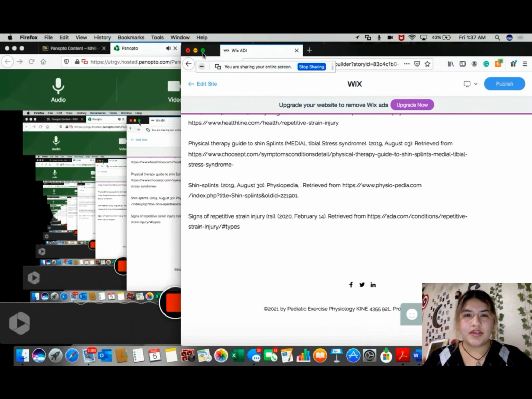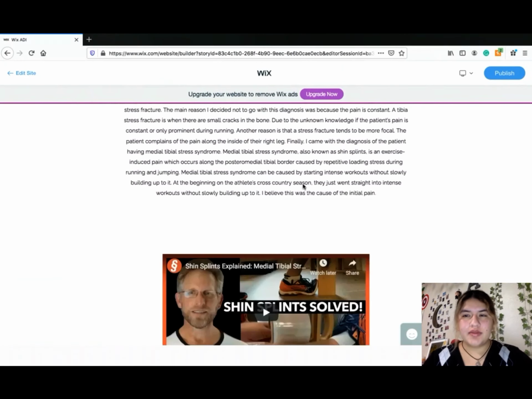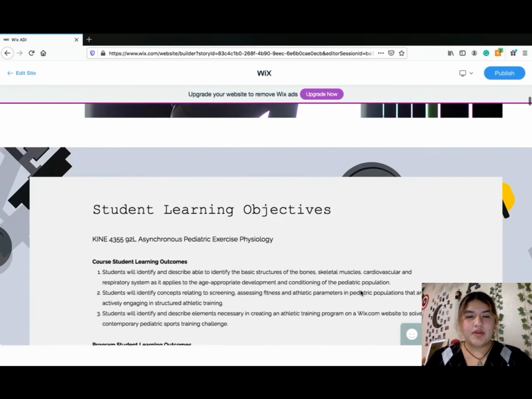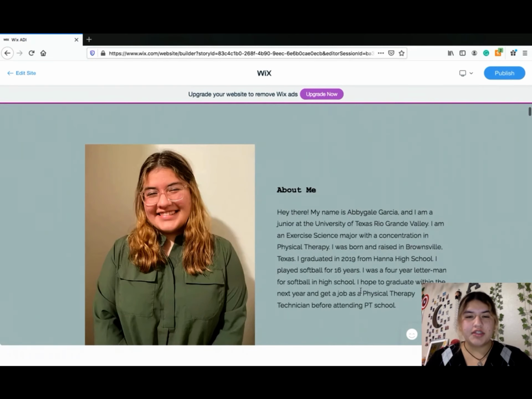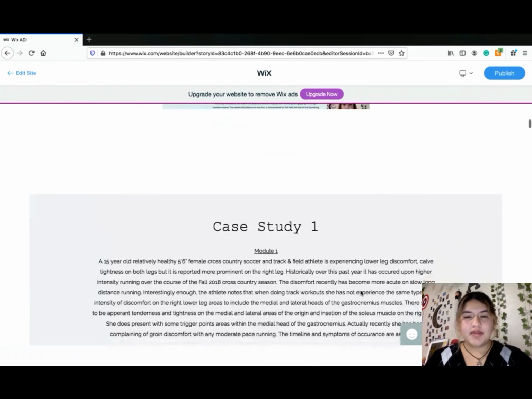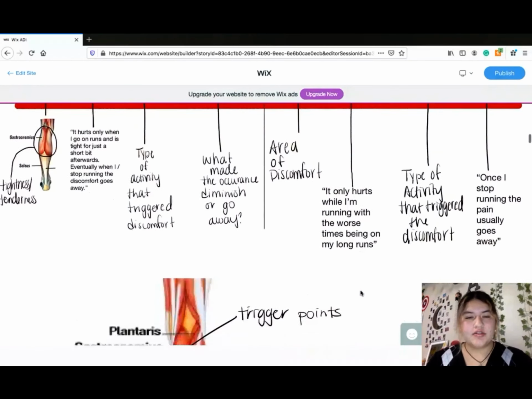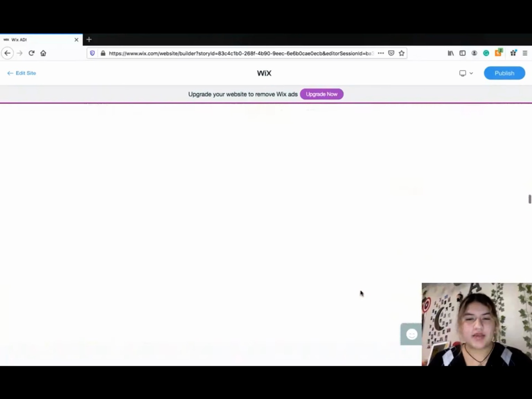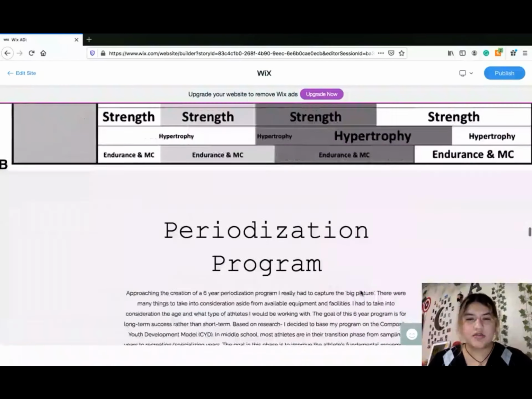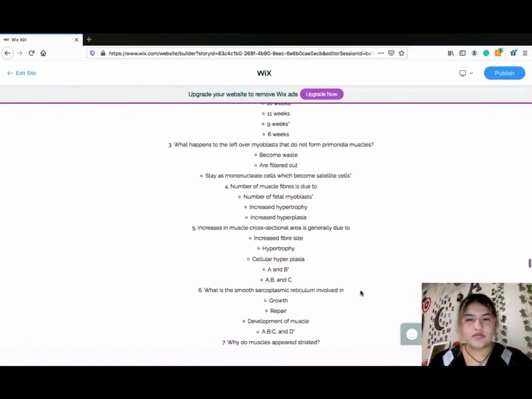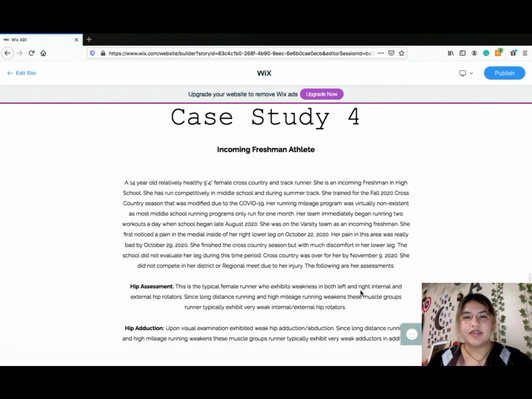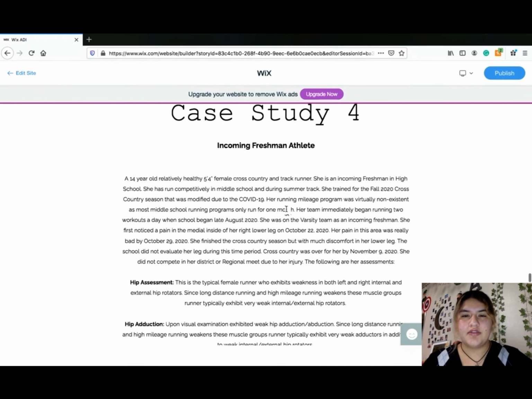So here is the website. Let me move it up to the top. So here is the basic, the beginning. Same as always, scrolling down with student learning objectives, about me. Here is my case study 1. Scrolling down a bit. And then we pass my notes, case study 2. Then here we go, case study 4. We skipped case study 3, so here's case study 4.